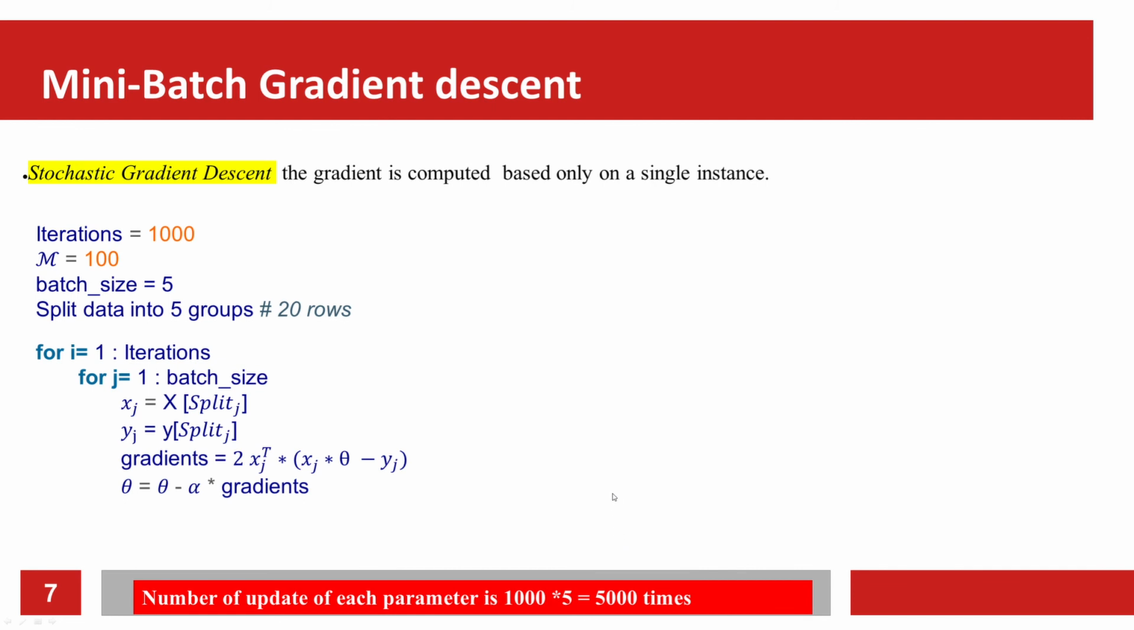5,000, because we have 1000 iterations and we have 5 groups, so it's 5,000. So if we go back, in the batch the number of updates is 1,000 times. In the stochastic it's 10,000, and here it's 5,000. I think if you would like to use gradient descent, you should use mini batch. This is also used by many researchers.